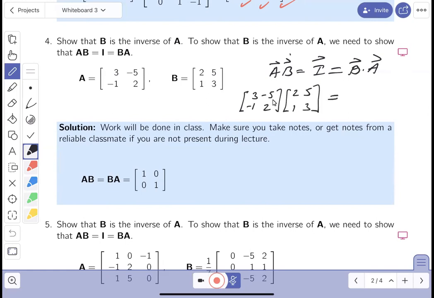So I'm doing this first. Let's do it. What do you get? Well, I'm going to again emphasize what we're doing. It's a 2 by 2 times a 2 by 2. The result will be a 2 by 2. What do you get over here? Well, you get 6 minus 5 is 1. Then what do you get? 15 minus 15, that's 0. Then what do you get? Minus 2 plus 2 is 0. Then what do you get? Minus 5 plus 6, which is 1. We just verified. What's this thing going to be? I2.